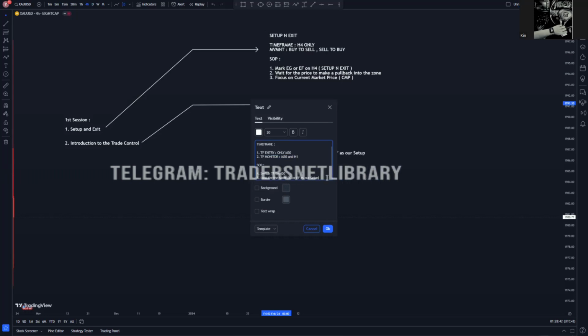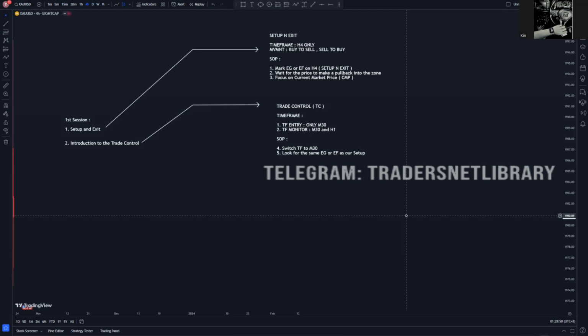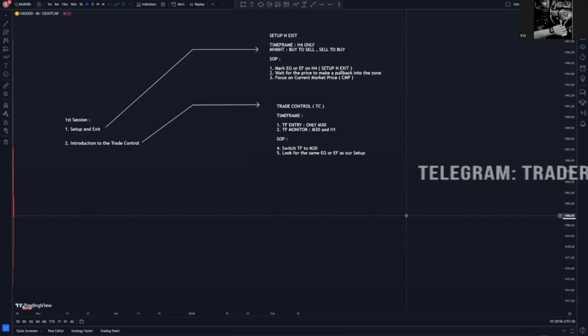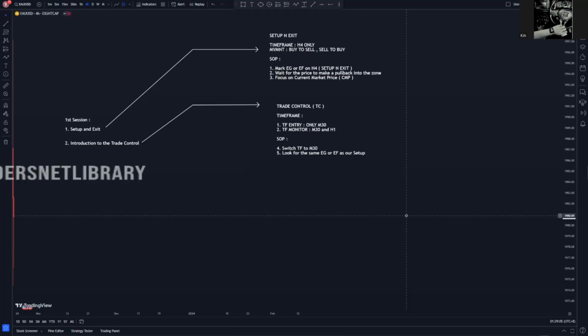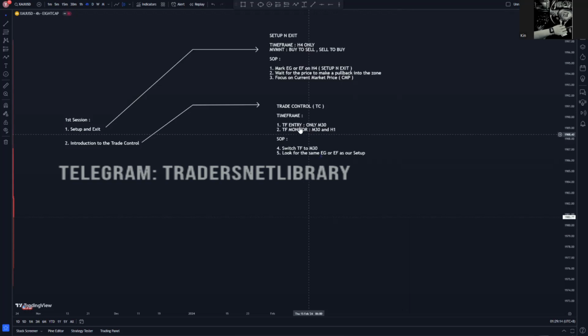For example, if we are currently in the sell setup, after we switch the time frame to M30, we need to look for either EG sell or EF for sell. And if we are currently in the buy setup, we keep on looking for EG buy or EF for buy. For now, is there any question before I draw the theory for you guys?